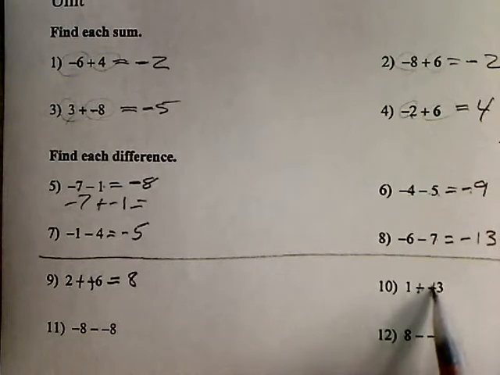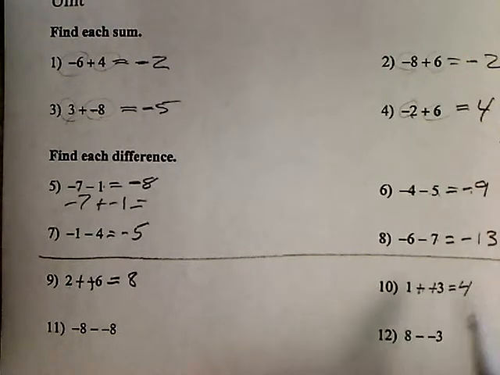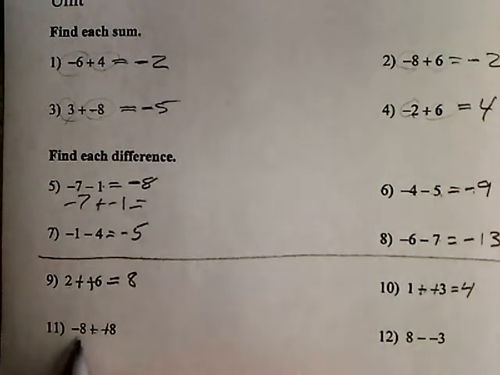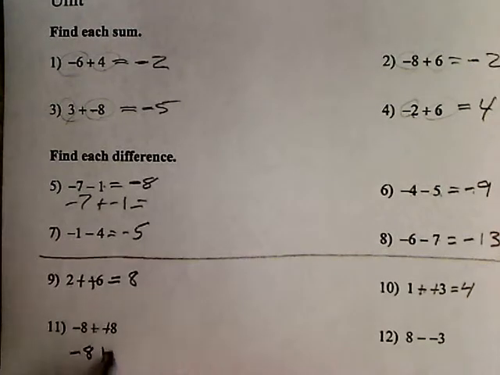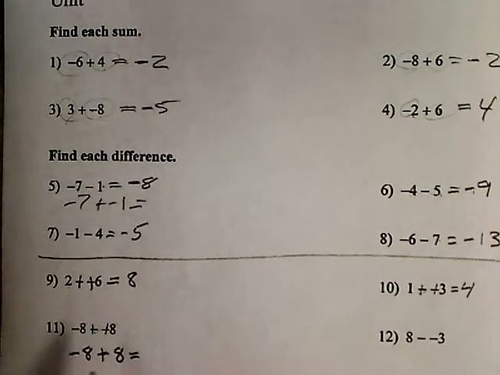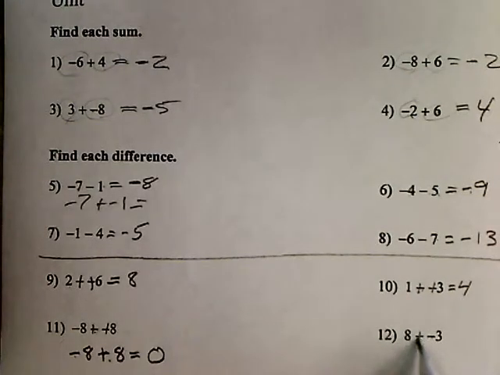Minus a negative. 1 plus 3 is 4. Minus a negative means it's adding. So now I have a negative 8 plus 8. Which means I have a negative and a positive, so I take whichever one's bigger. Which one's bigger? Oh, neither one of them's bigger, so it's 0. They cancel each other out. Minus a negative, so it's just 8 plus 3.